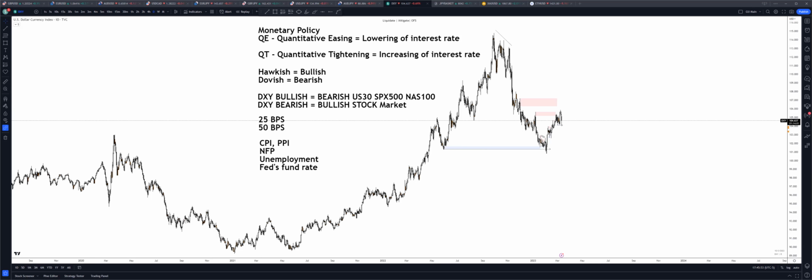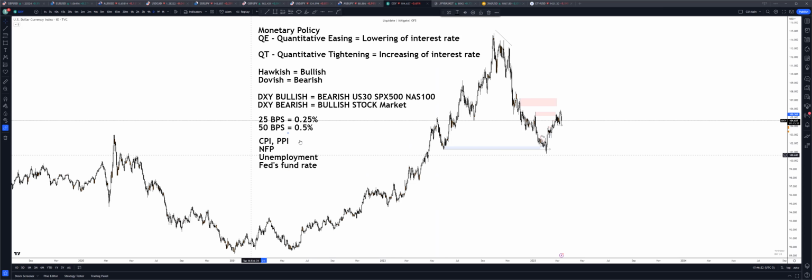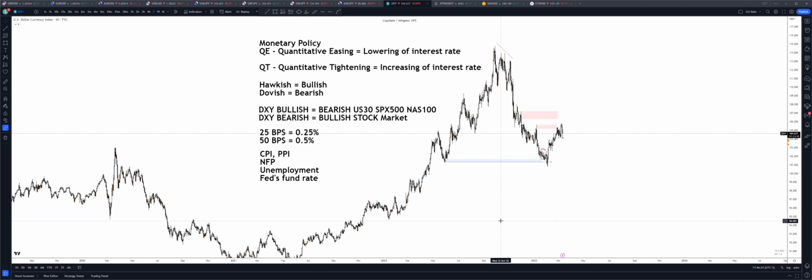What did you write out there? It's 15? This one, what's that? Wait, what, 50? What do you mean by 50 BP? BPS means basis points, right? It means raising by 0.5%. This one is raising by 0.25%. That's all you have to know. Let me check the screenshot. Nice.